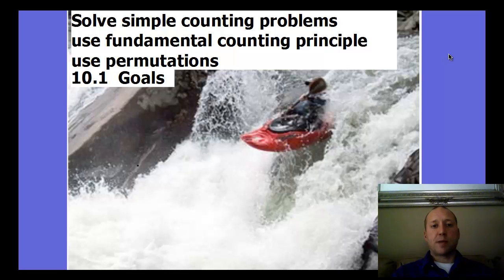Honors Algebra 2, Chapter 10, Section 1. We're going to solve simple counting problems, use the fundamental counting principle, and introduce permutations.